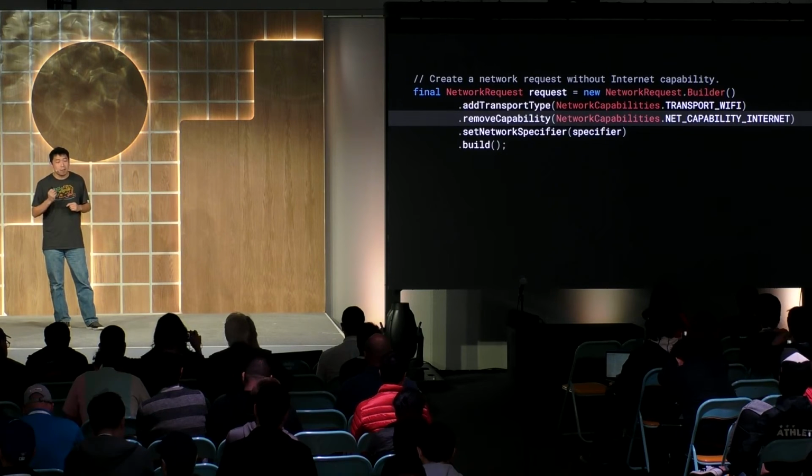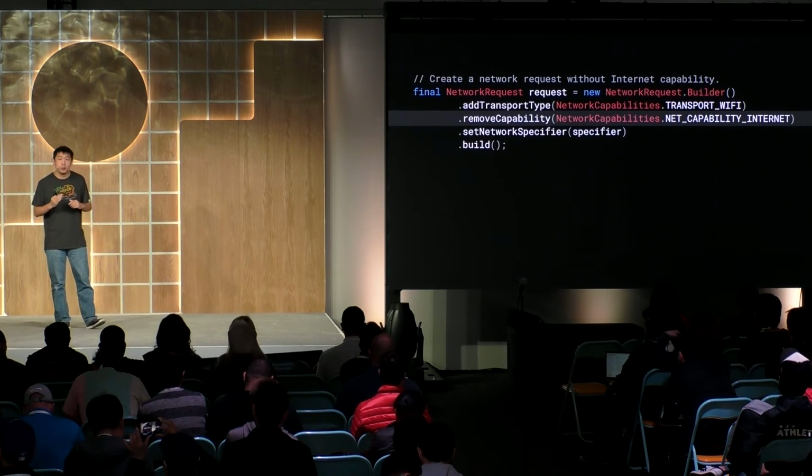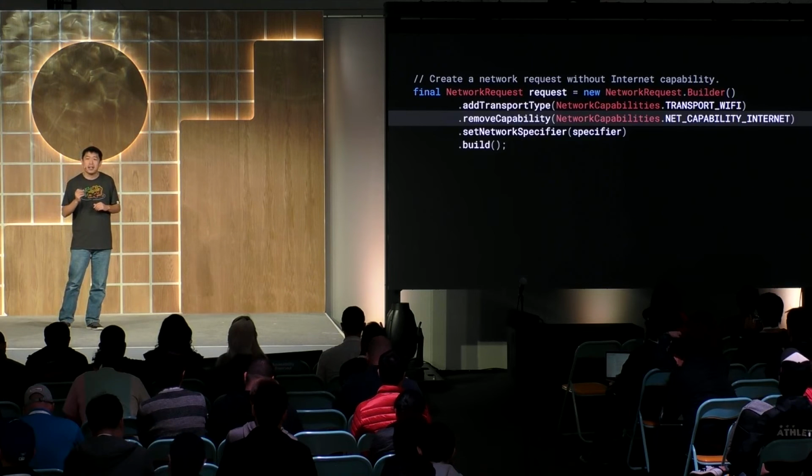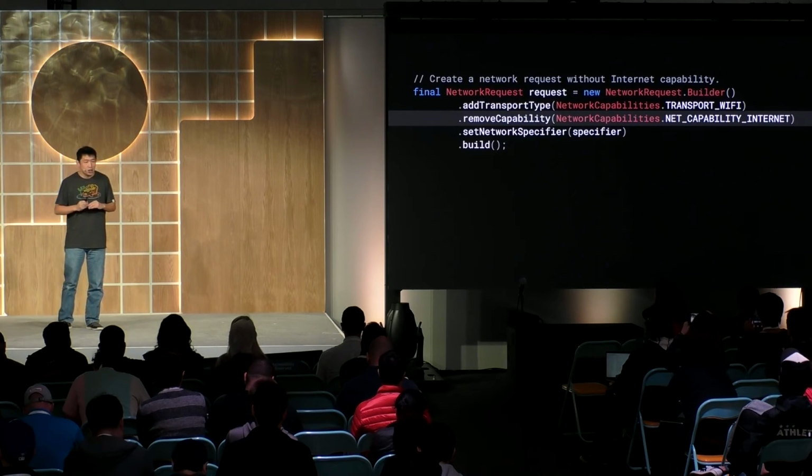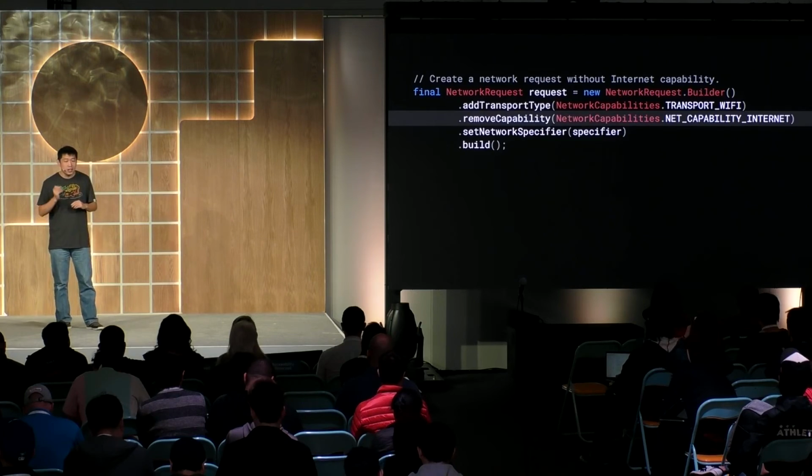The purpose of the Wi-Fi network specifier is for peer-to-peer Wi-Fi connection instead of internet connectivity. So it's required to remove the internet capability from the network request. Once the network request is created, you can use the ConnectivityManager APIs to request connecting to the network.